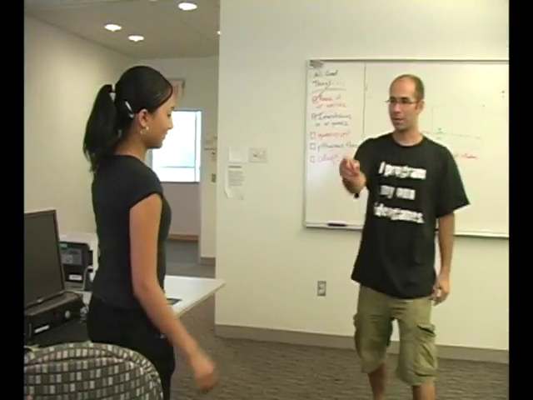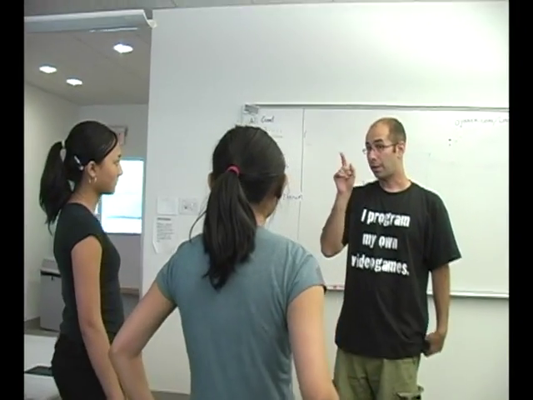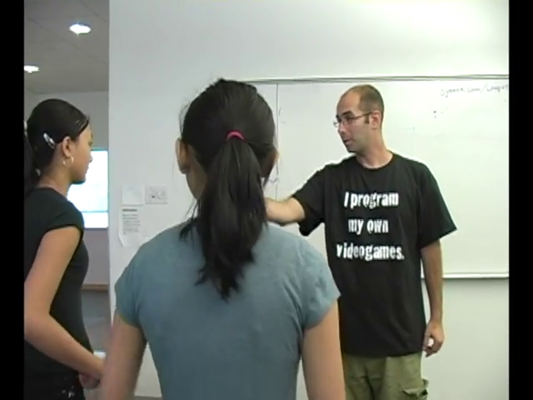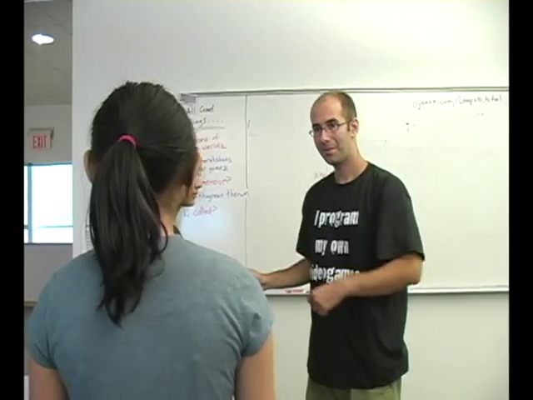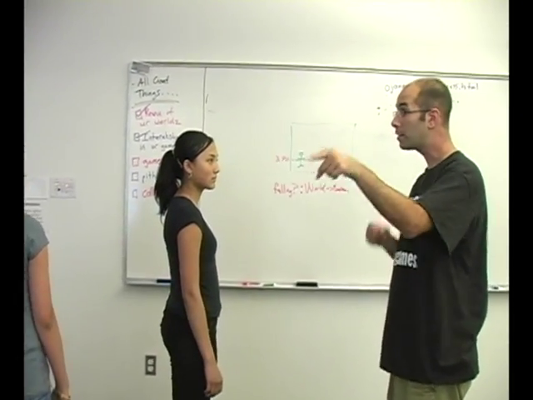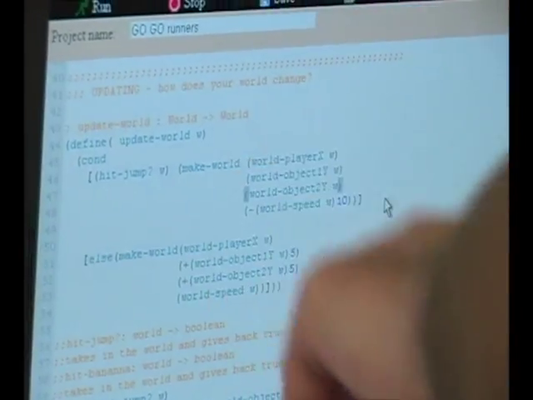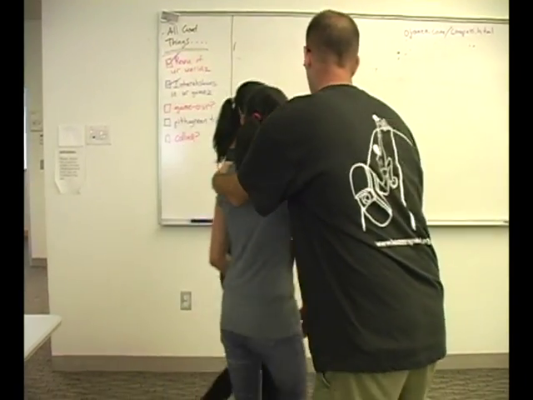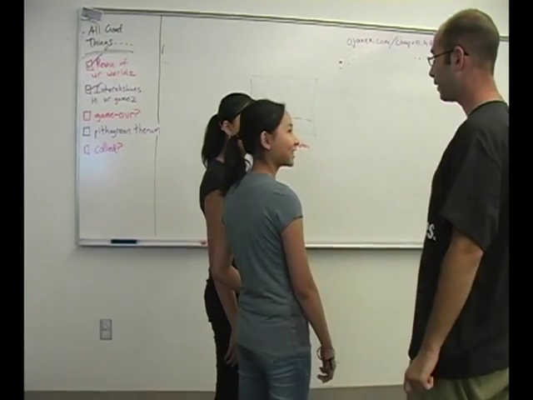You're going to be the runner. Stand up. And you're going to be the obstacle. I'm going to act out your code. So you're going to start walking this way, and you're going to start walking this way. If you two touch each other, according to their code, do you move? Oh, touch, freeze. That's exactly what's happening in your game.